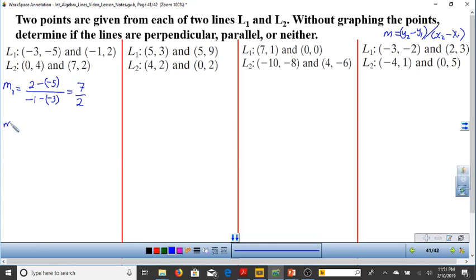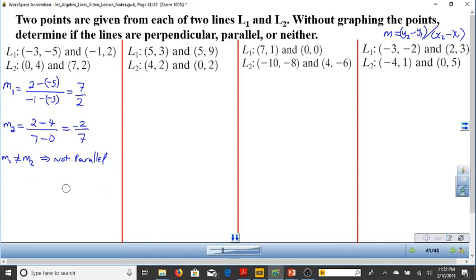Now let's take a look at the slope of line 2, which I'll call M2. We have 2 minus 4 over 7 minus 0. 2 minus 4 is negative 2 over 7. If you notice, the slopes are not equal. M1 is not equal to M2, so the lines are not parallel. And there's a little shorthand symbol we use for parallel, which is basically, we just write two lines that are parallel like that.